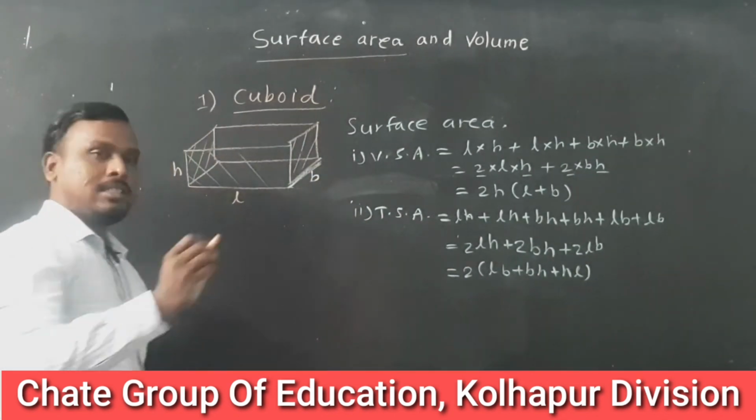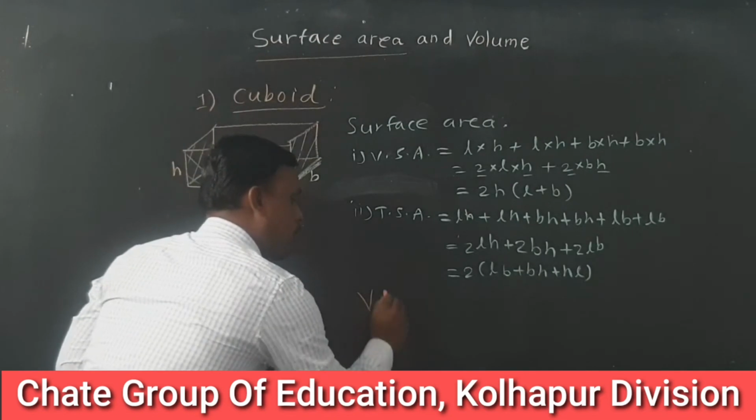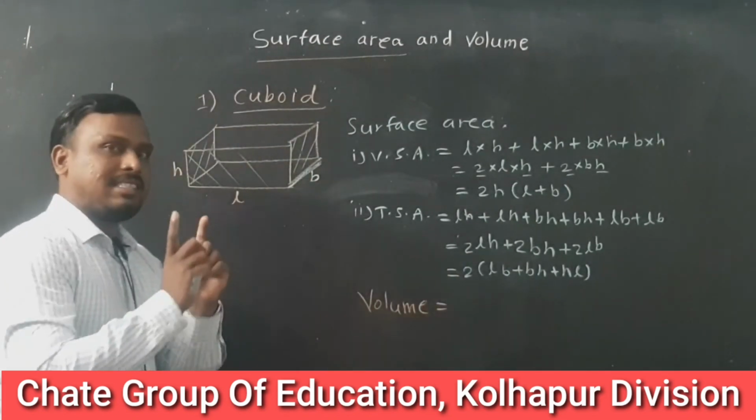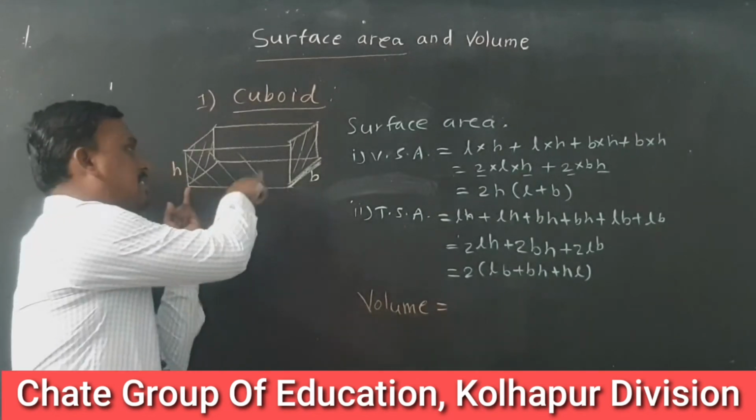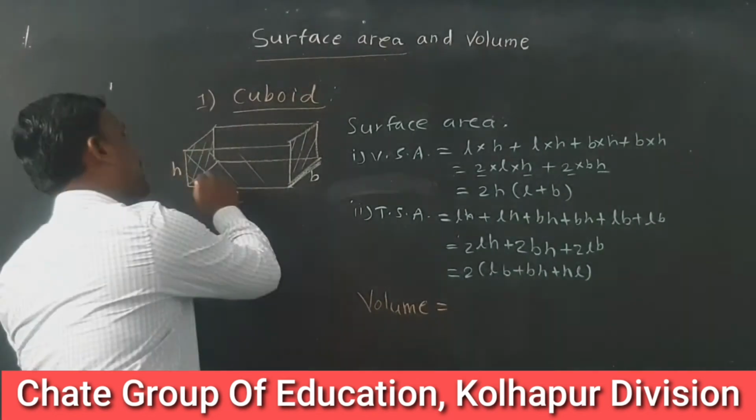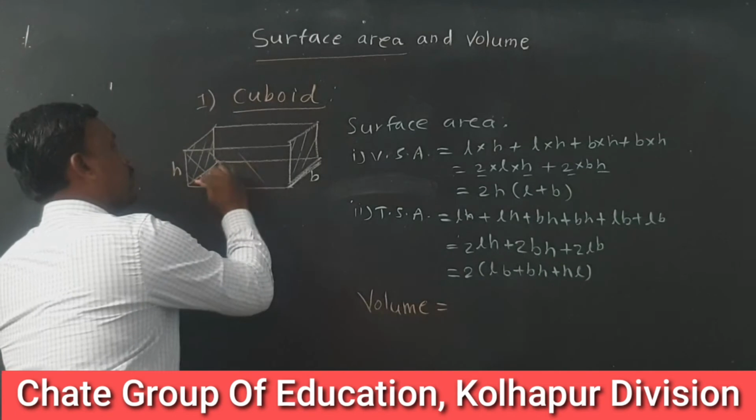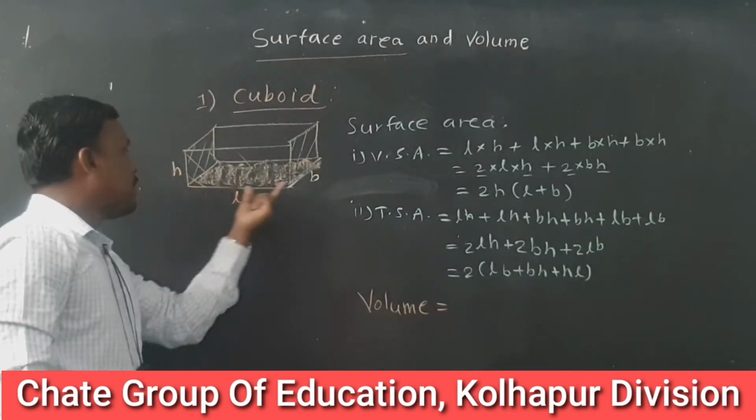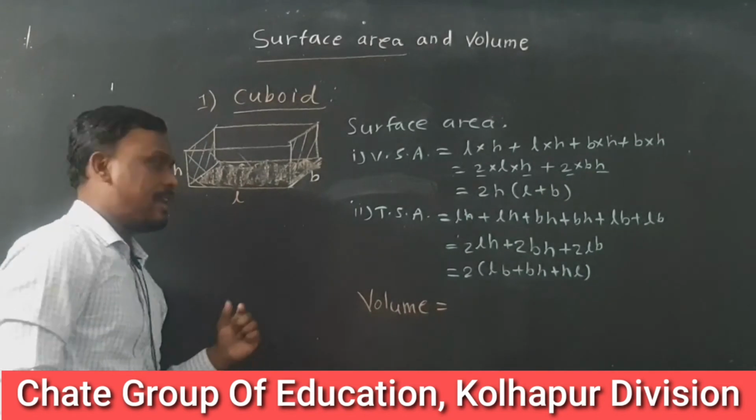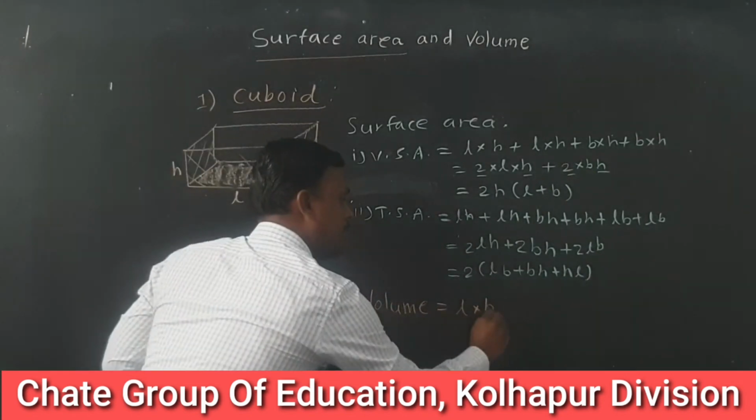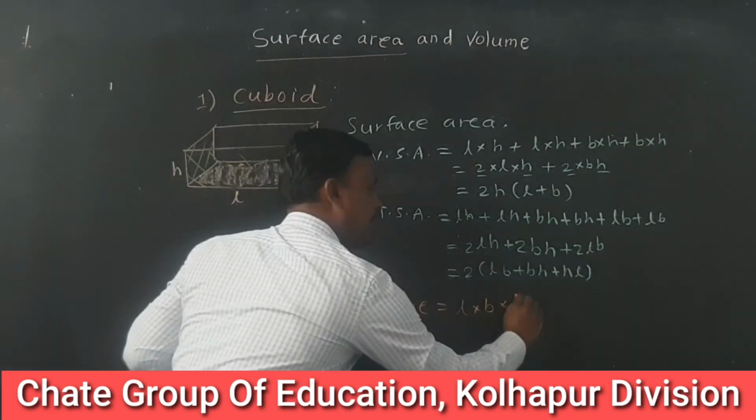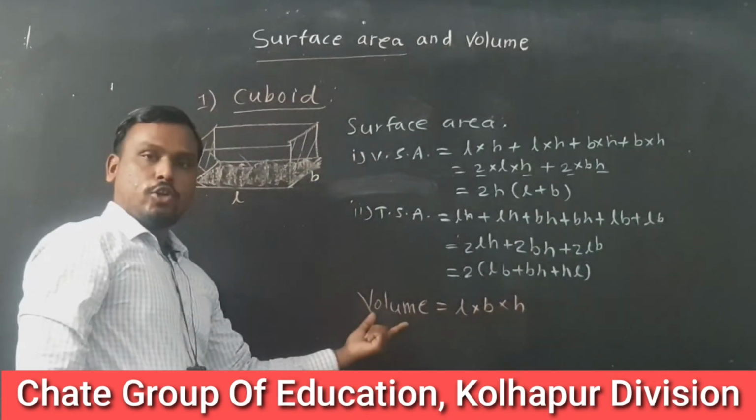Now the last one is the volume of this cuboid. How to calculate the volume? The simple volume is nothing but the base area into height. What is the base area of this figure? This is the base area. It is rectangular, so L into B will be the base area. And what is the height? Height is nothing but H. So multiply it by H. It is nothing but the volume of the cuboid.